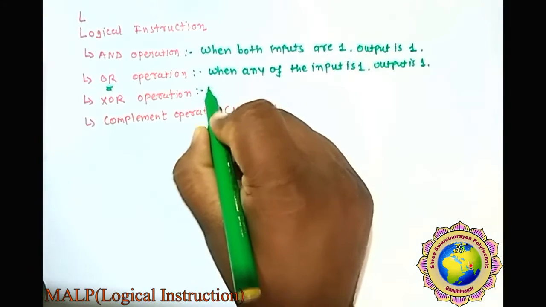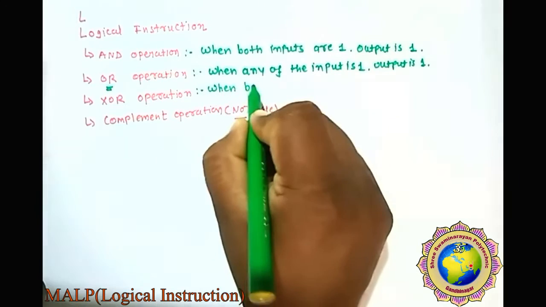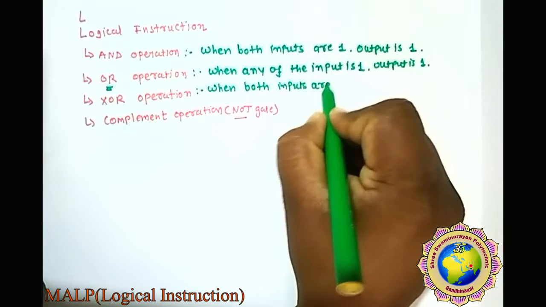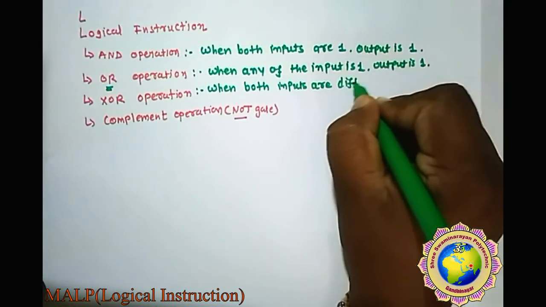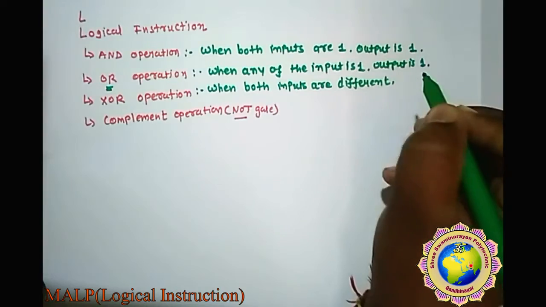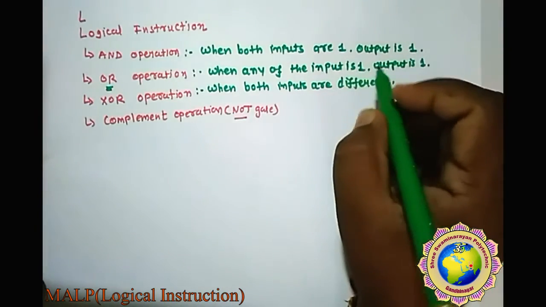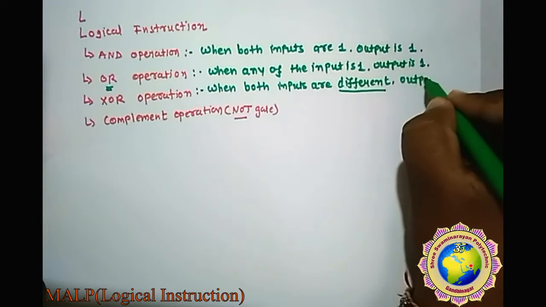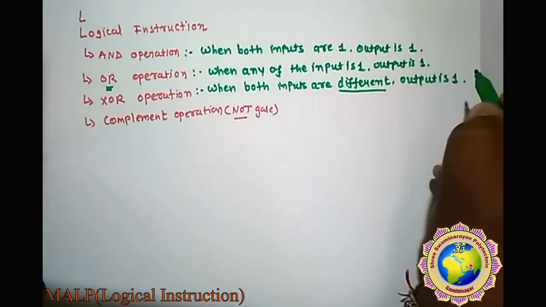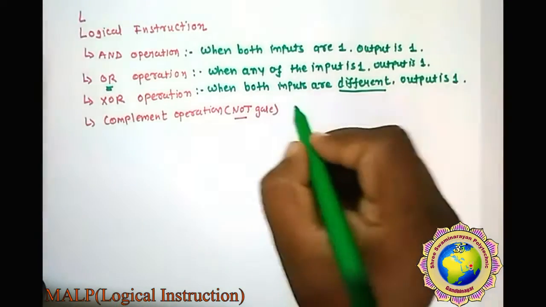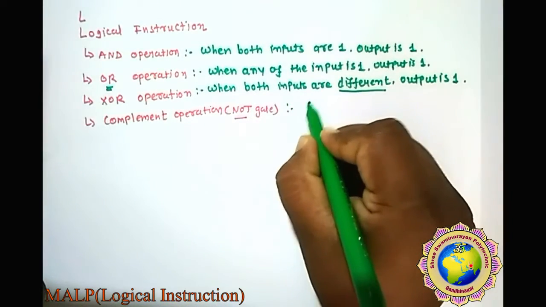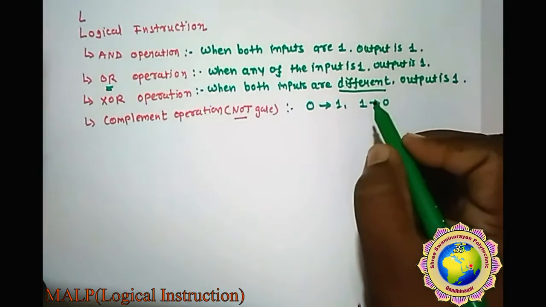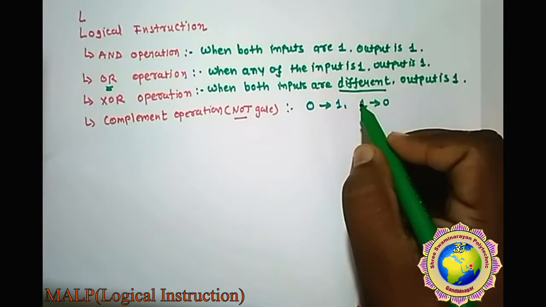What is the meaning of XOR? The meaning of XOR is when both inputs are different. જો બંને ઇનપુટ અલગ અલગ હોય, એક 0 હોય અને બીજું 1 હોય, અથવા જેટલા પણ ઇનપુટ તમને આપ્યા છે એ ઇનપુટ અલગ અલગ હોય તો આઉટપુટ is 1. આઉટપુટ શું મળશે? 1 મળશે. Otherwise it will be 0. What is the meaning of complement? Complement makes 0 to 1 and 1 to 0. Okay, so this is the logical instruction.